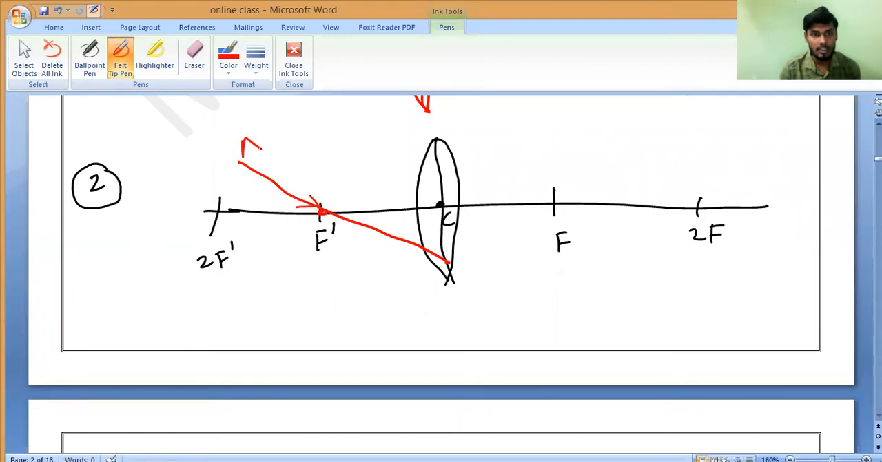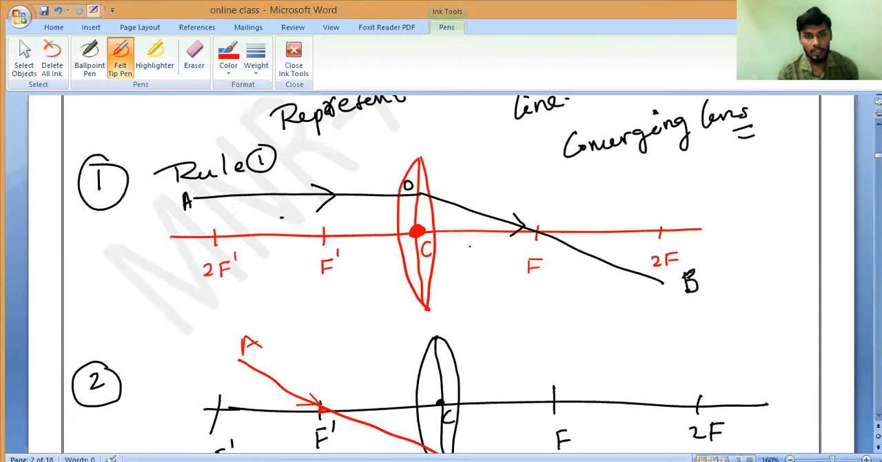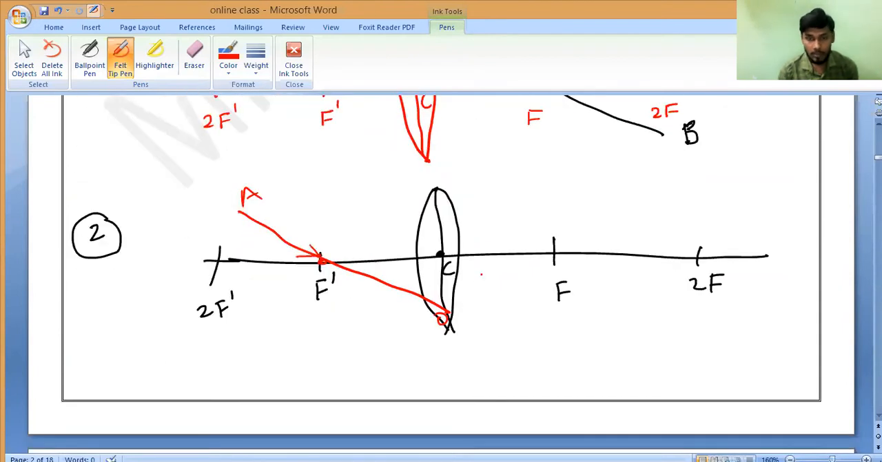Let me imagine this incident ray is AO, which is coming through the focus. Then after striking the lens, what will happen? Opposite to this, it becomes parallel to the principal axis. Do you understand, Padmavarshini? Nitinath? Yes, sir. Parallel to the principal axis. That's all.